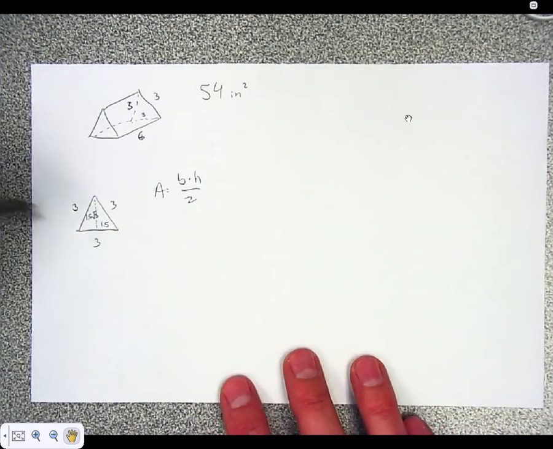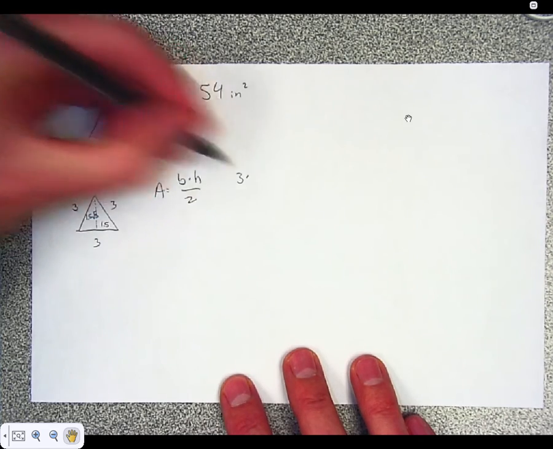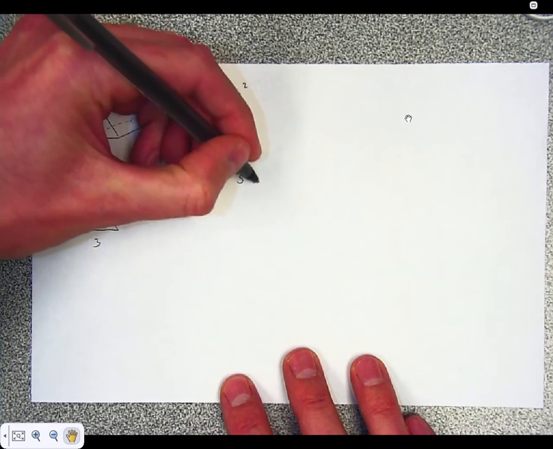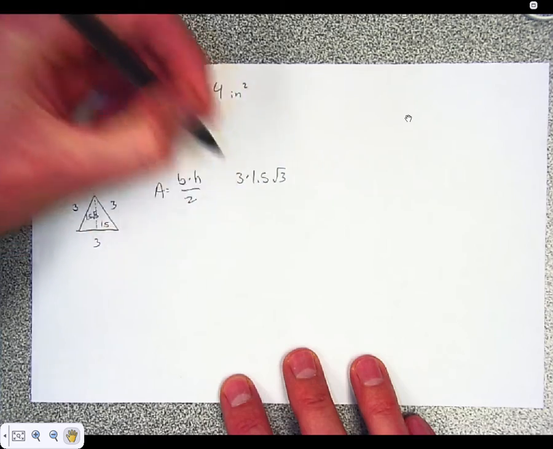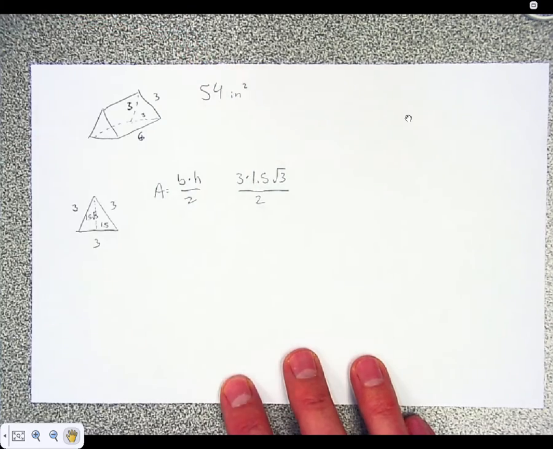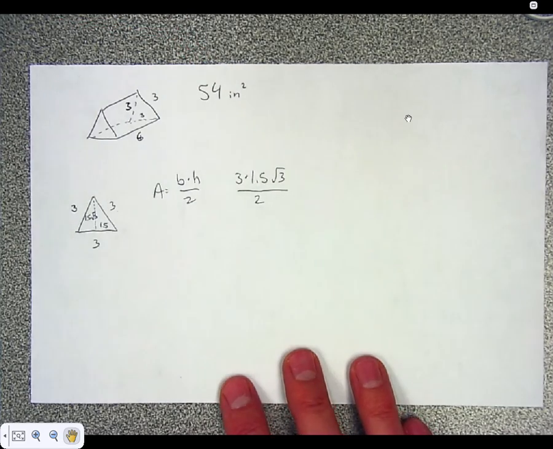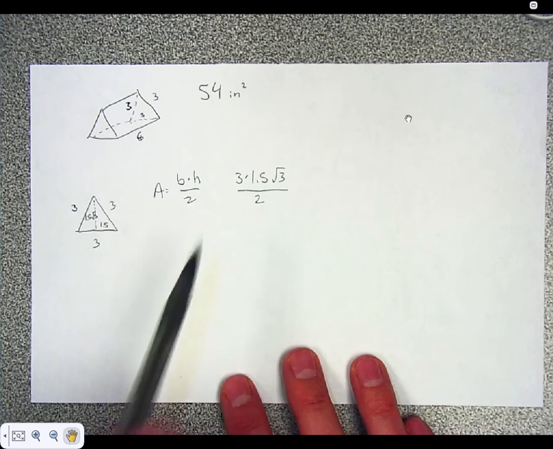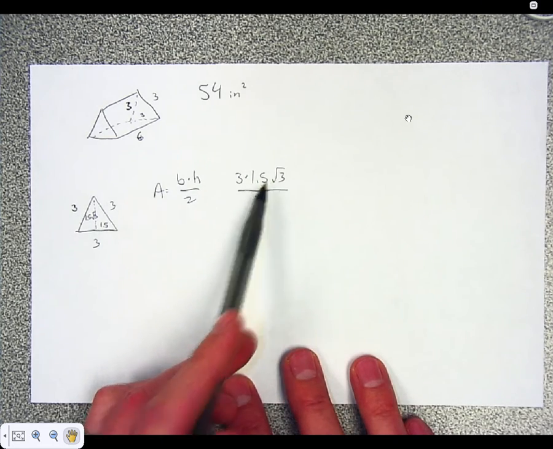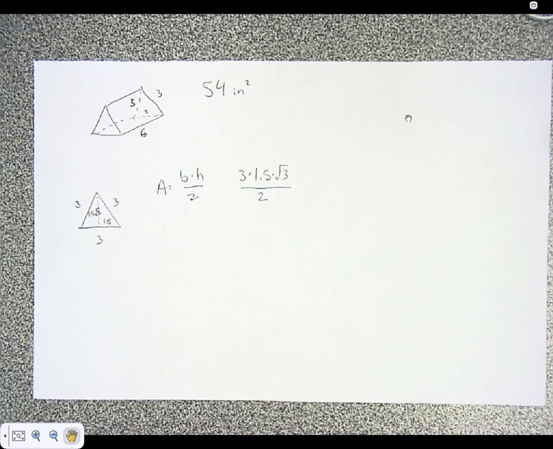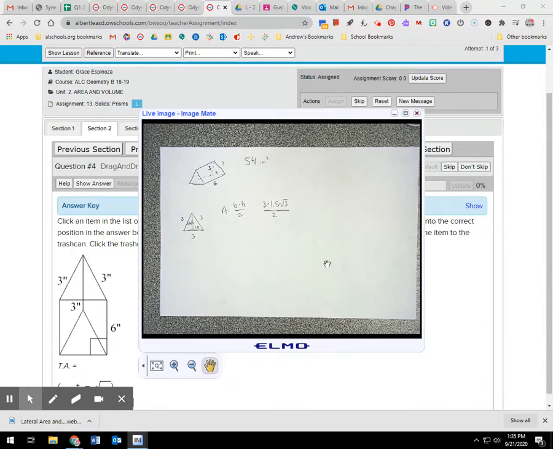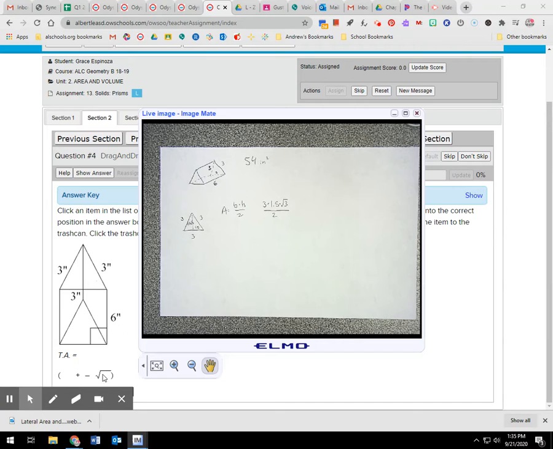Okay, so now we know the base. The base is 3. We know the height. The height is 1.5 root 3, divided by 2. That's the area. 3 times 1.5, we can do that. Times square root of 3, leave that as square root of 3. Don't make that into a decimal. You'll notice here in the answer, they have the square root as part of it. So they don't want you to change that into a decimal.